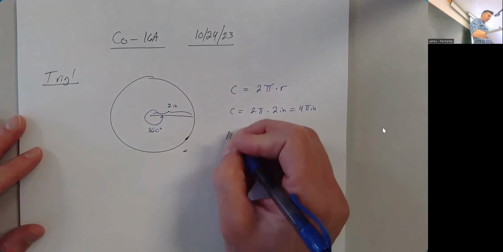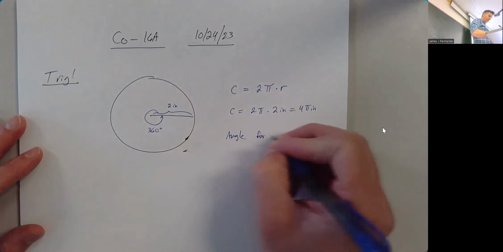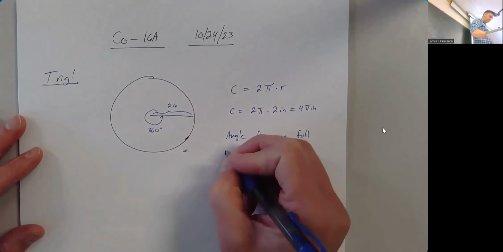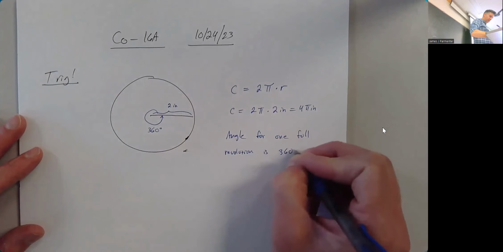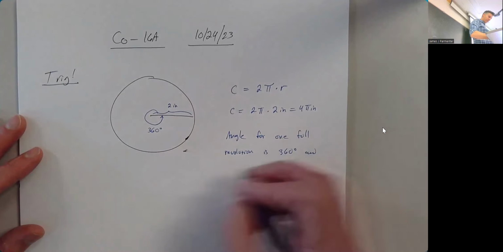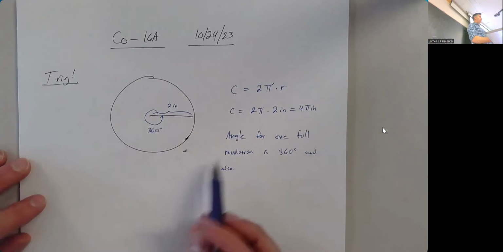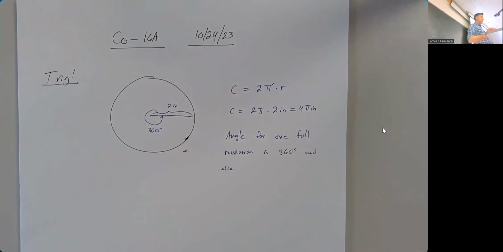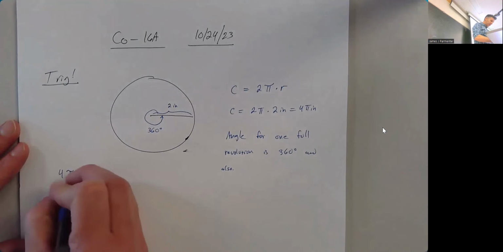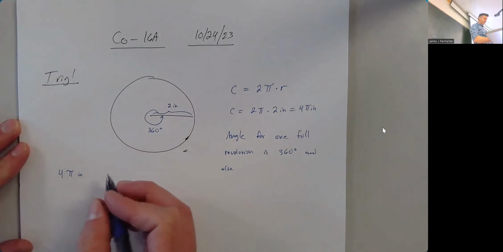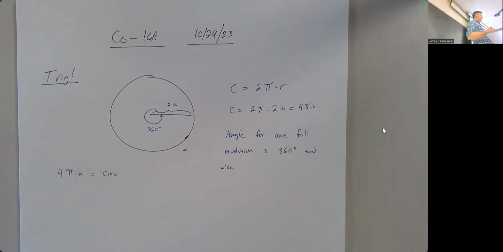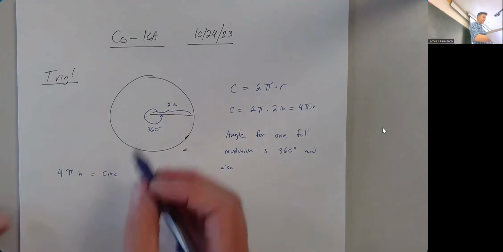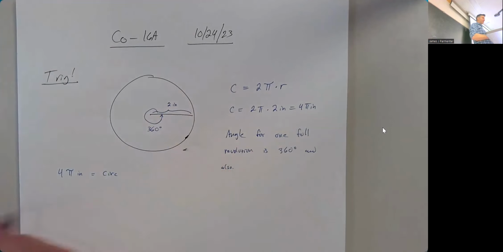So the angle for one full revolution is of course 360 degrees, but it's also, well, one full revolution in this circle I've drawn is 4 pi inches. That's the length of the circumference. And we're going to take that length and divide it by the length of the radius, because that's going to tell us how many radians or radius lengths that circumference is.